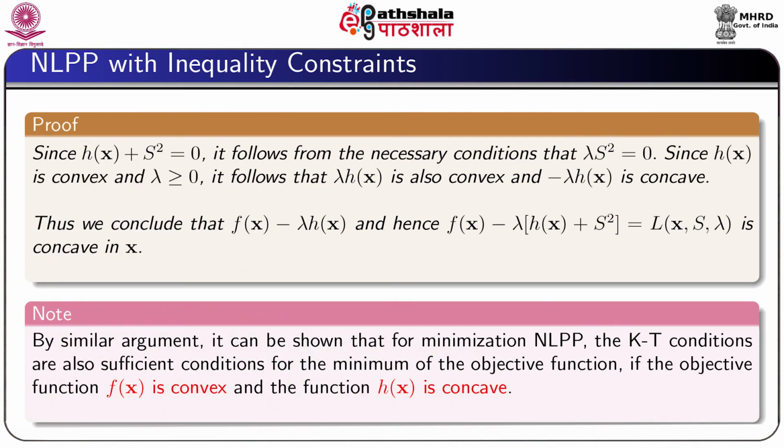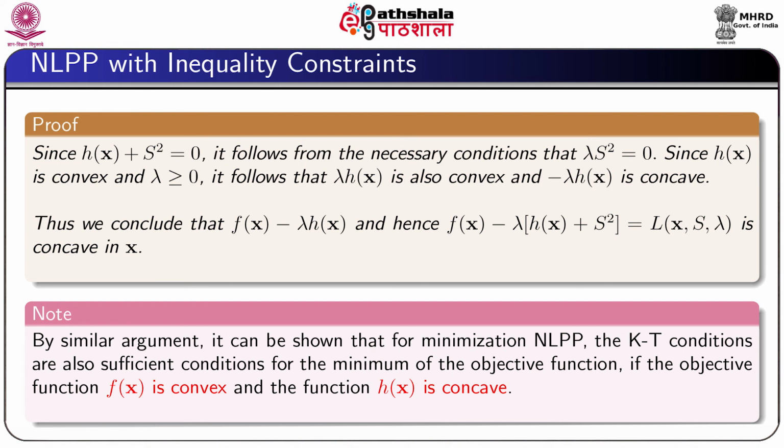Now, since hx plus s square equal to 0, it follows from the necessary conditions that lambda h equal to 0, which means lambda s square equal to 0. Since hx is convex and lambda greater than equal to 0, therefore, we can claim that lambda hx is also convex and minus lambda hx is concave.